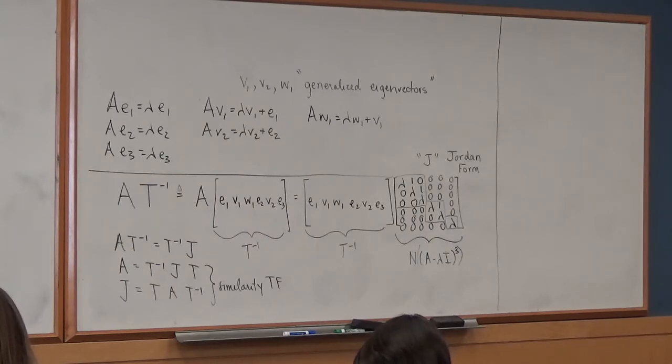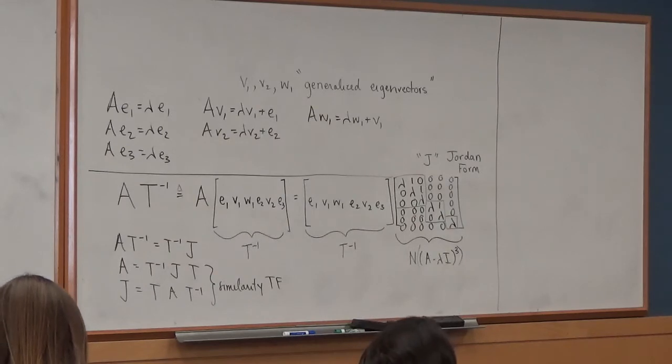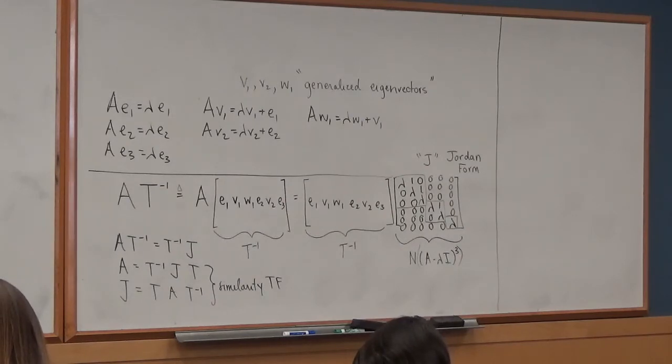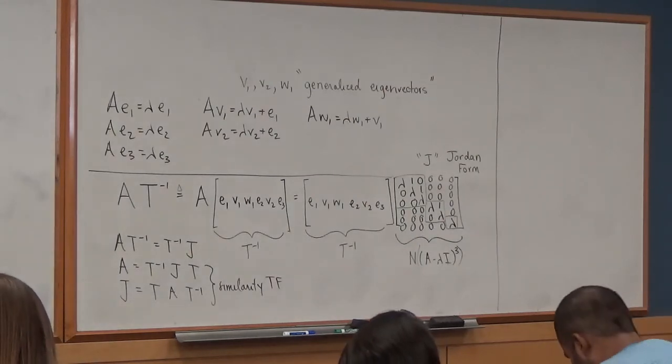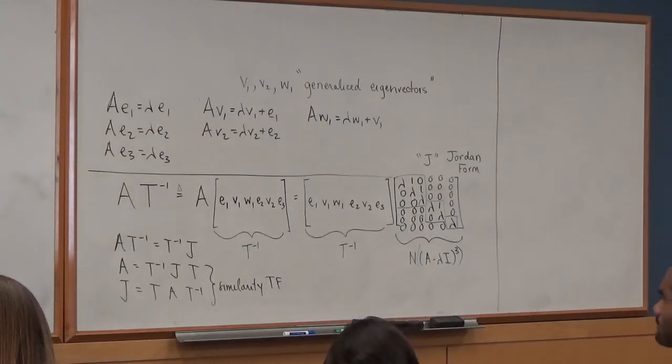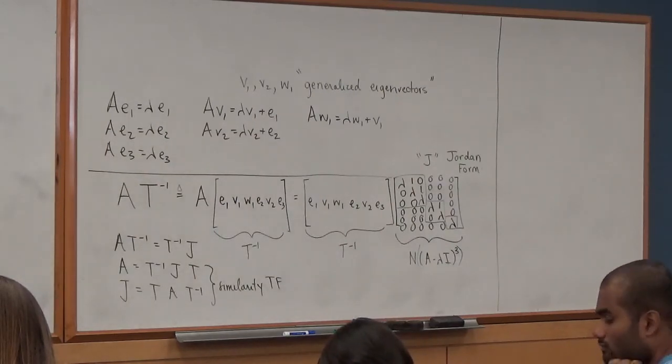All the way up to the corner element here, which is the n minus first derivative of f evaluated at lambda over n minus 1 factorial. We have to show this, but that's true. And then everything below is 0. So it's an upper triangular matrix.